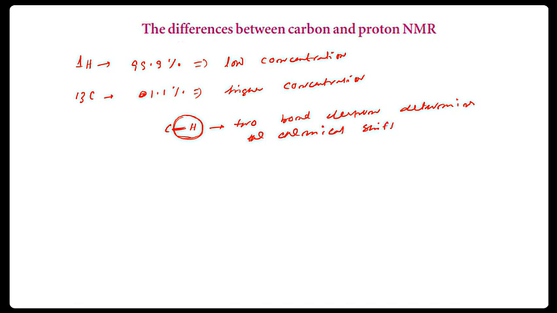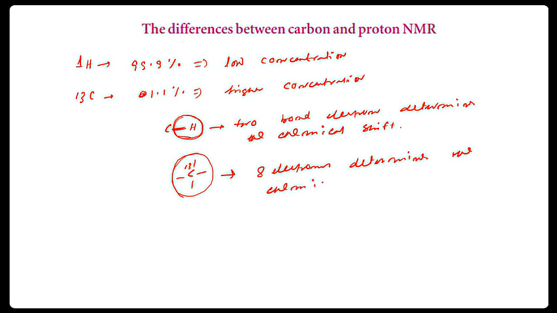On the contrary, for 13C, we have four valency, so the 8 electrons together determine the chemical shift of this 13C. Here it is two bonding electrons, and here 8 electrons determine the chemical shift.